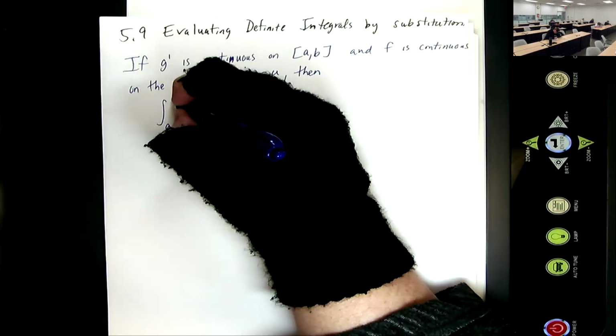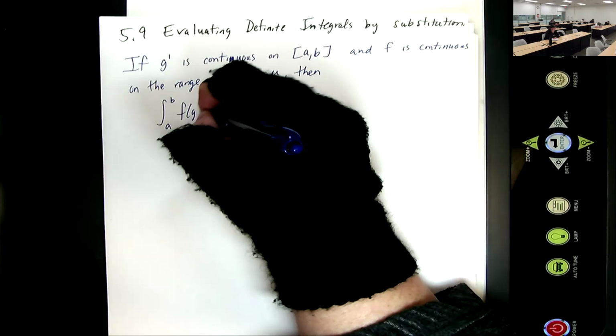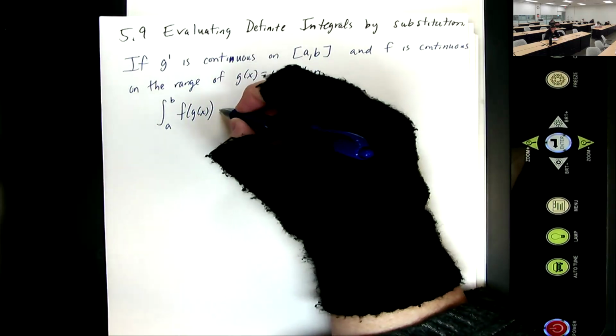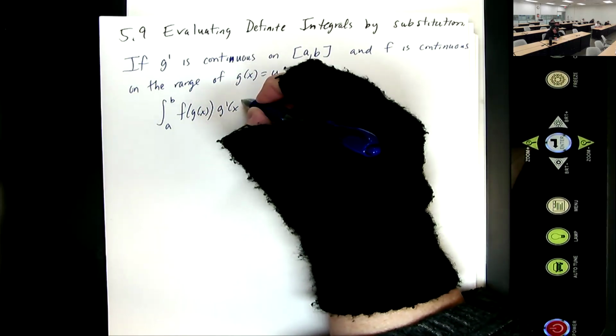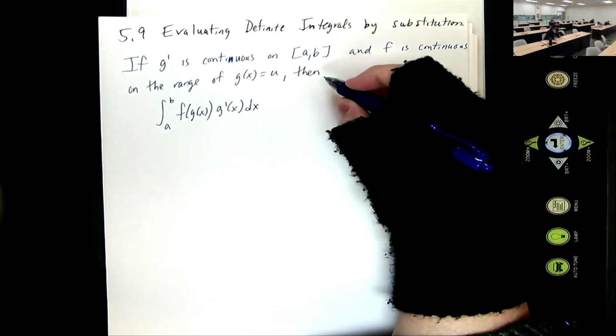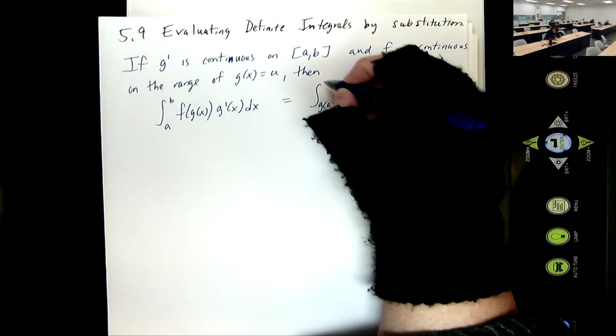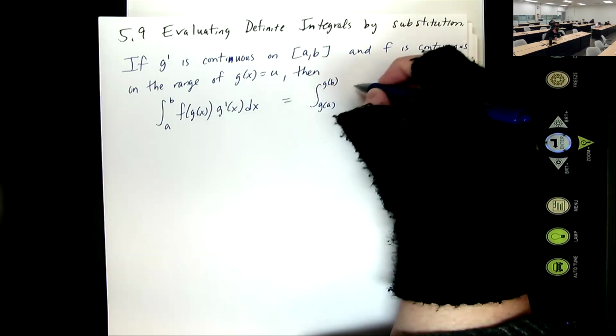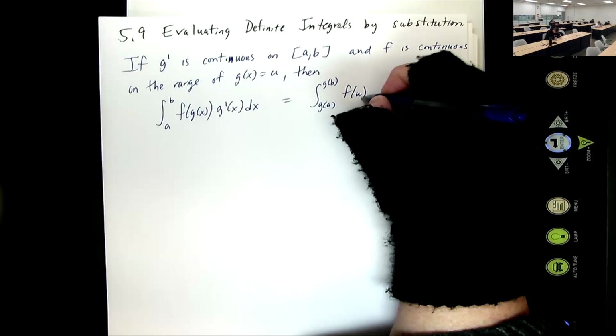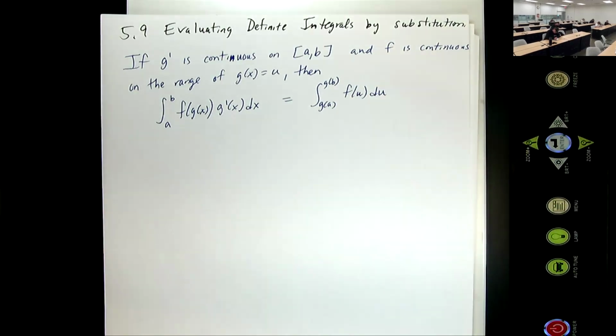The integral from a to b of f of g of x times g prime of x dx equals the integral from g of a to g of b of f of u du. I think mathematicians decided on a new set of letters just so they could say "f u". Those are two random letters to pick.